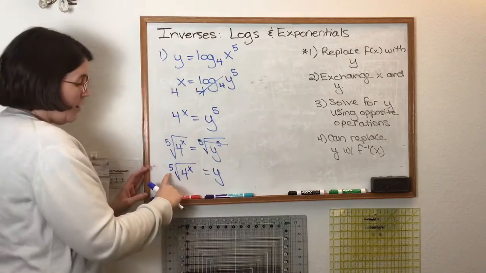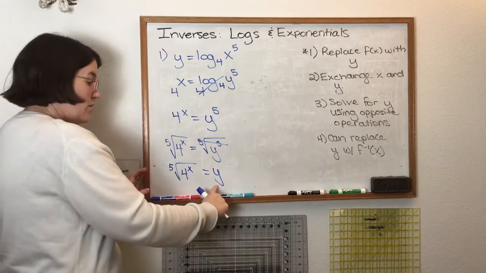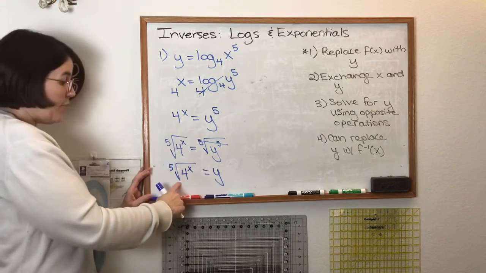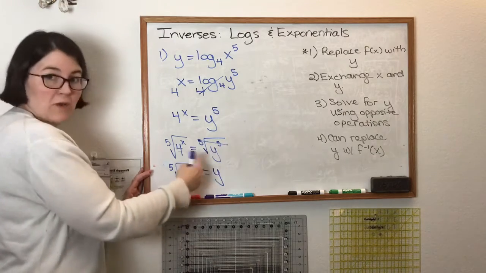Okay. So then what I would do to just indicate to everyone that I'd reached the end, the y was alone, I did opposite operations, which was exponential, and the opposite of power was radical.